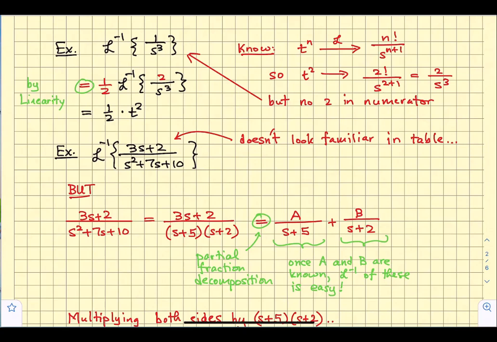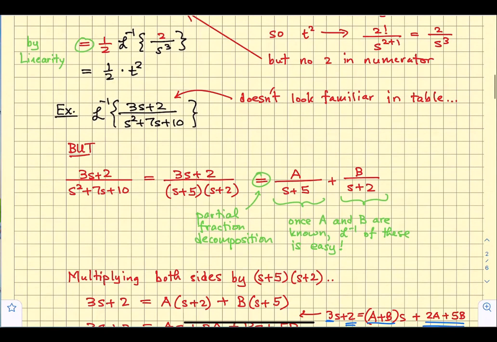If you take the inverse Laplace transform of this quite complicated looking function, (3s + 2)/(s² + 7s + 10), this does not look familiar to anything in our table. But if we do a little algebraic manipulation, we can massage it into a form that is familiar to us in our table.